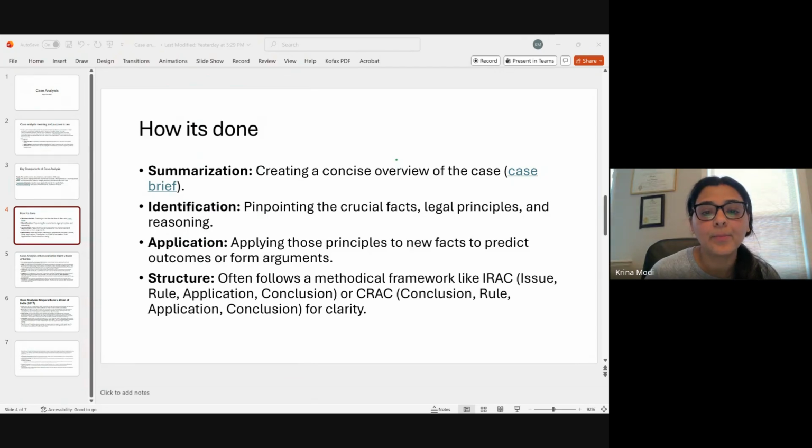Next, identify and pinpoint the crucial facts, legal principles, and reasoning. Then you pinpoint the crucial facts. What were the facts? When was the passenger picked up? Was the driver on the app when the passenger was picked up? When the accident occurred, was the driver on the app?